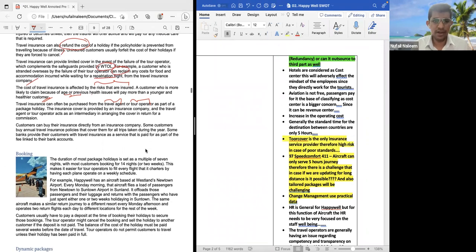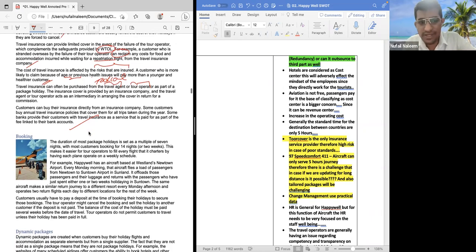Tour Cover is the organization. So I'll write down here, Tour Cover. For our company, it's Tour Cover. So get that point of view. Customers can buy insurance directly from an insurance company. Some customers buy annual travel insurance policies that cover all the trips taken during the year. Some banks provide customers travel insurance as a part of their bank account. With a credit card also, you will get travel insurance, students.